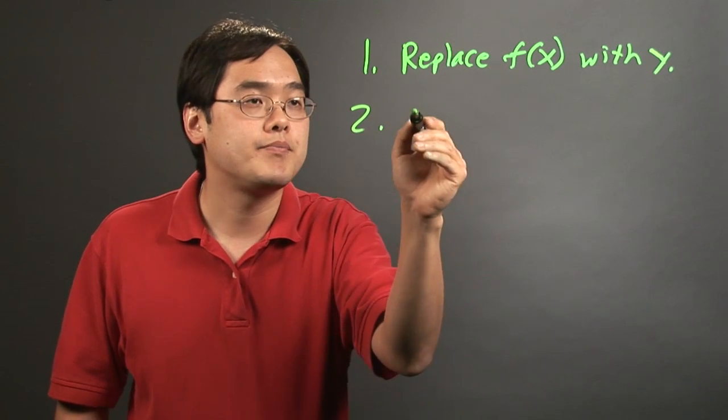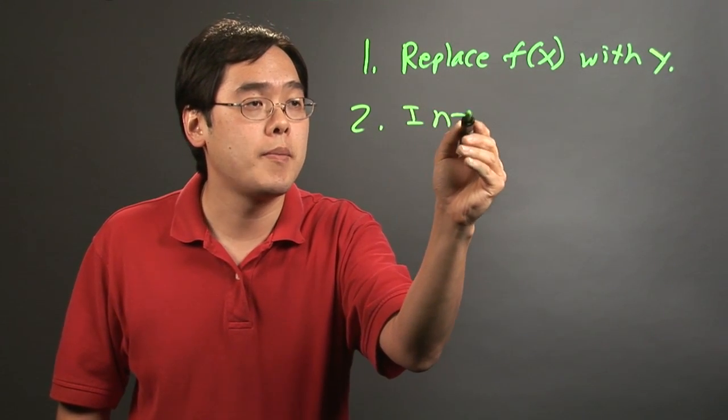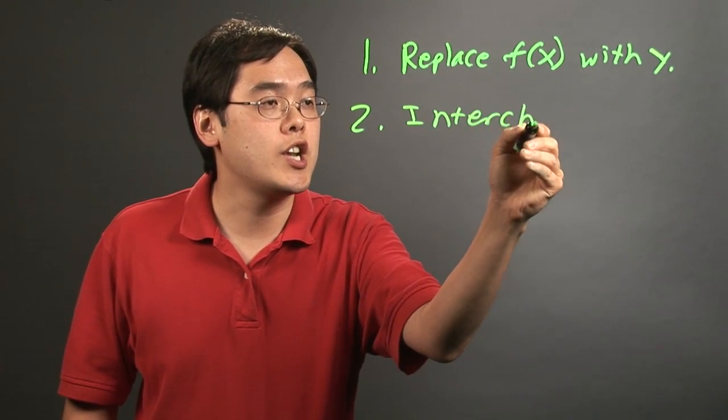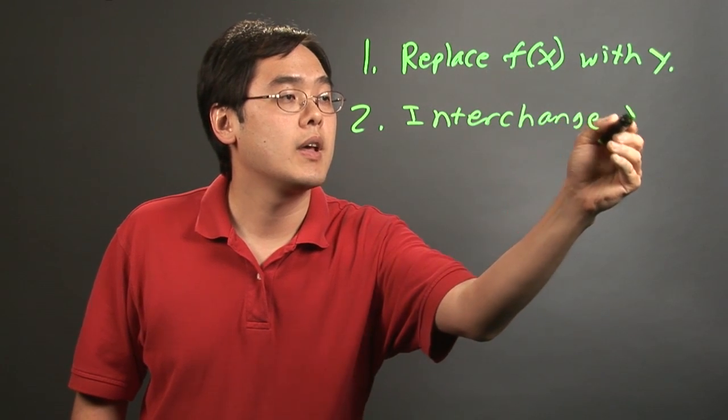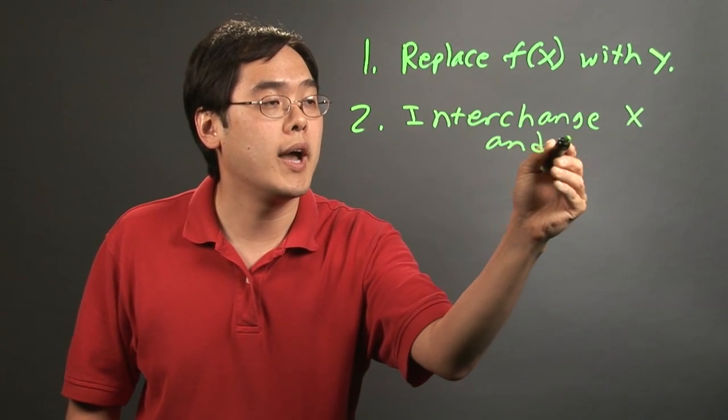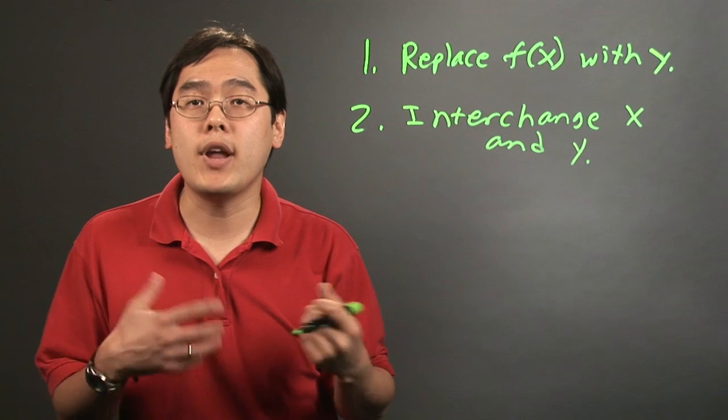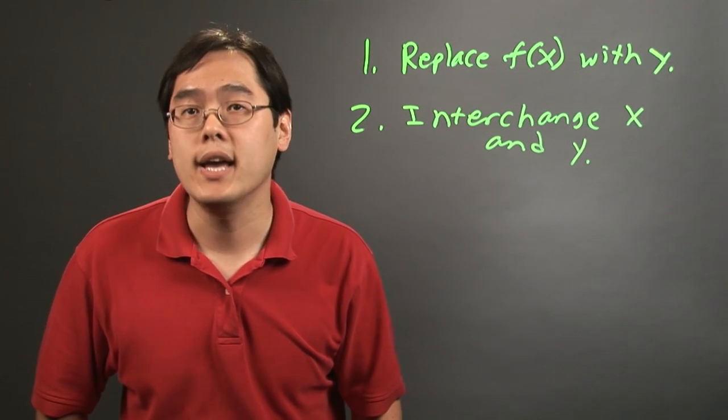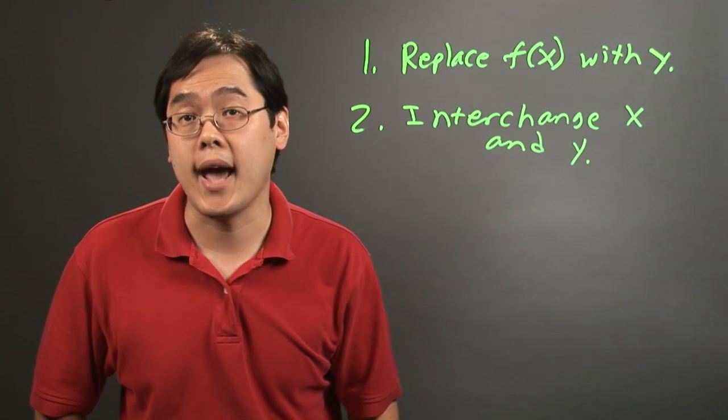The second step is going to be the most critical because you want to interchange x and y. What that means here is for every x that you see, replace it with y, and then for every y that you see, you replace it with x. Okay?